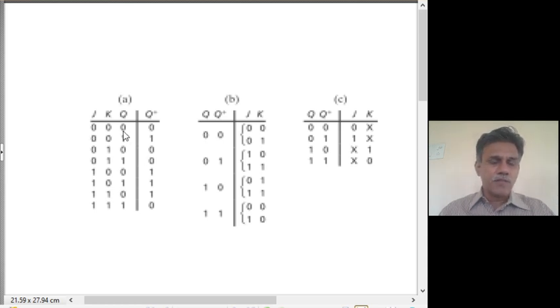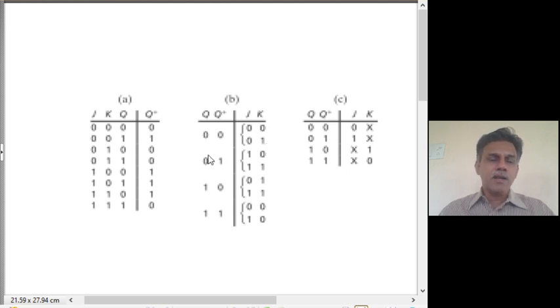So, if you look at this first row, q is 0, q plus is 0, for this transition to occur, j and k have to be 0, 0. So, that we have put here. We look whether the same condition or situation arises in any other row in the characteristic table. We will see that here also it arises. Q is 0, q plus is 0. The corresponding j and k input that will make this happen is 0, 1, that is also an allowed one.